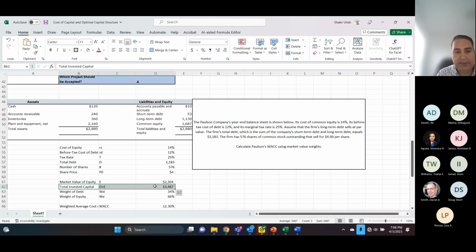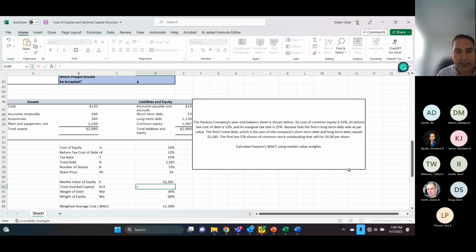Now, we need to find the total invested capital. Invested capital is actually the interest bearing debt plus equity, because that is the investment that is coming from these financiers. So what we need to find is the total debt, which we just calculated, 1,183, plus the total market value of equity, which is 2,304.